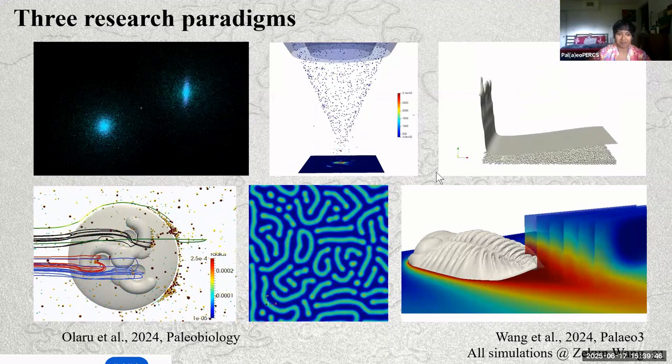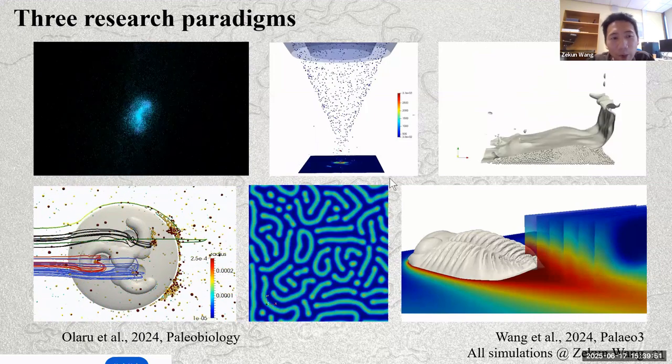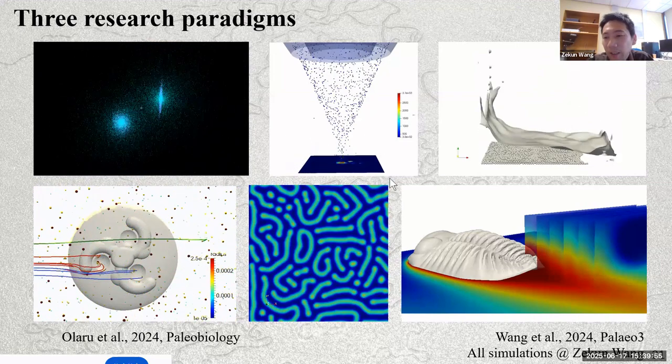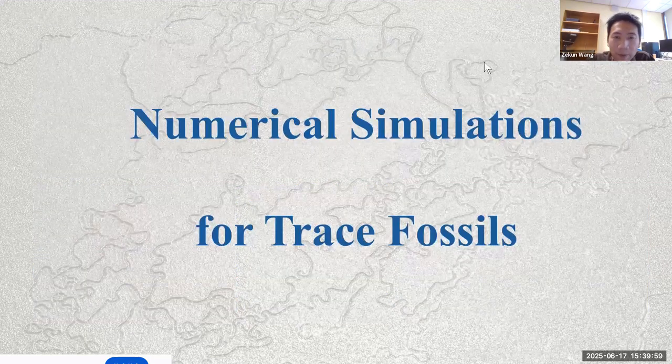Yeah, so these are some simulations. For example, the merge of galaxies, or the filter feeding of organisms, or the similarity in the wake behind a trilobite. So what about the trace fossils?